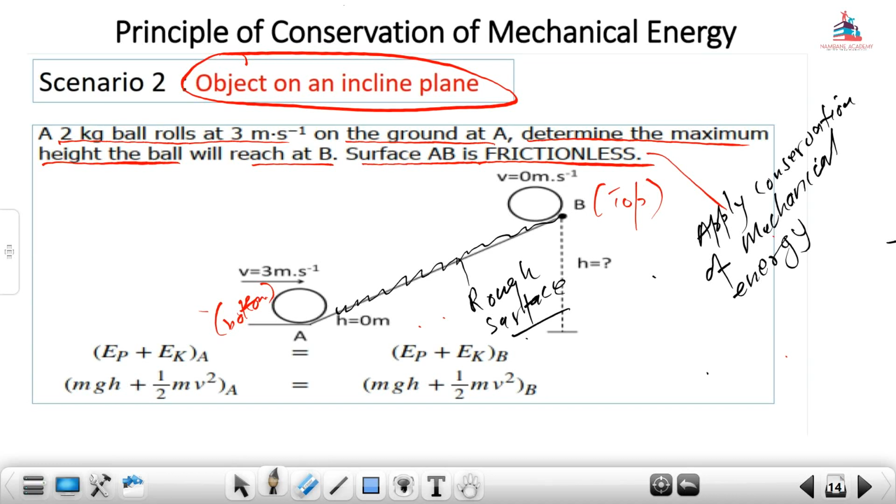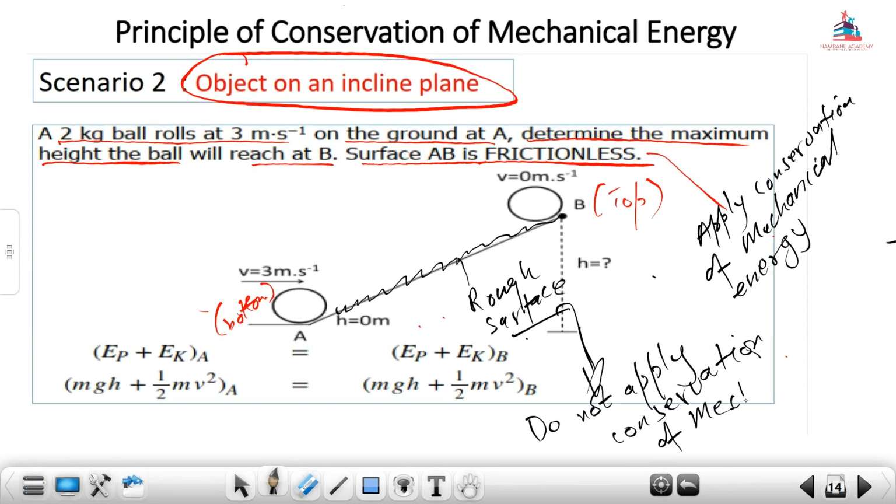So once it says rough surface, we cannot apply conservation of mechanical energy. But once we have information that tells us there was no friction at all, then we can apply conservation of mechanical energy. So I will just emphasize it here to say, once we are told rough surface, do not apply conservation of mechanical energy.